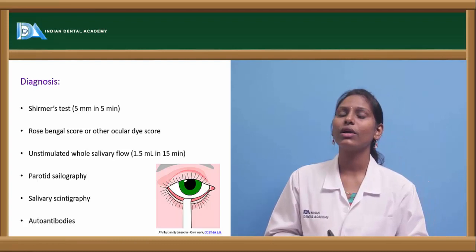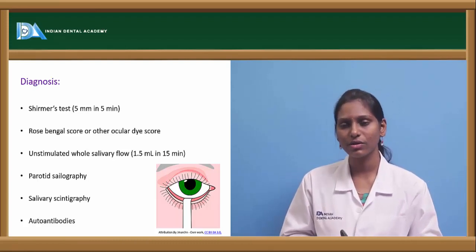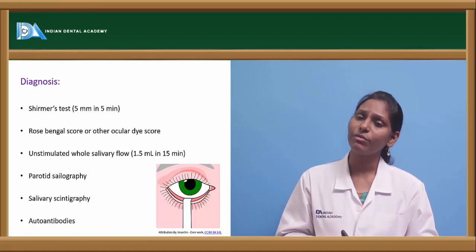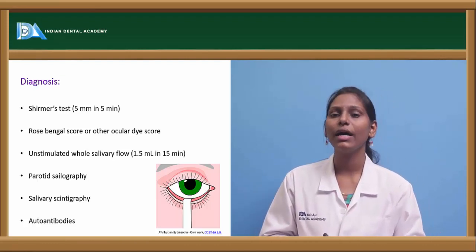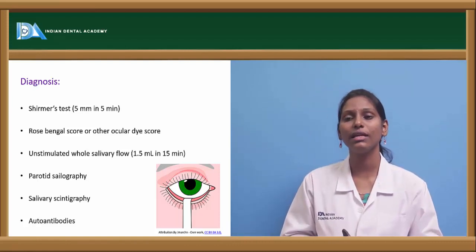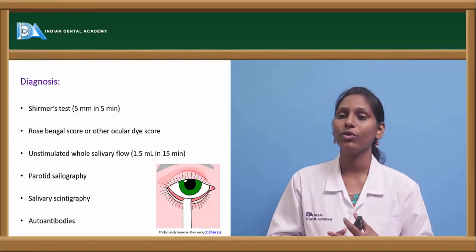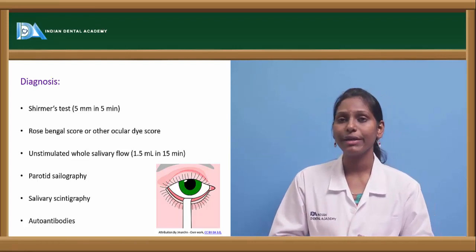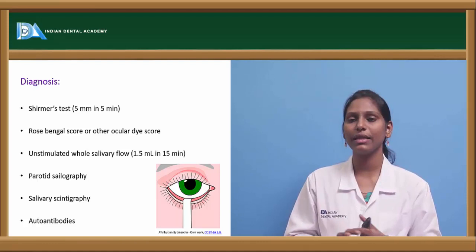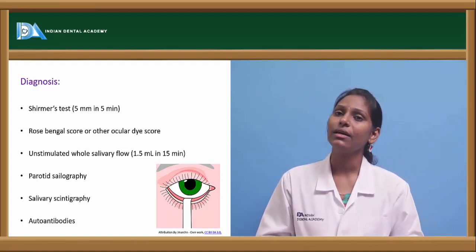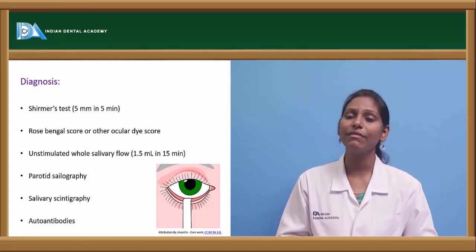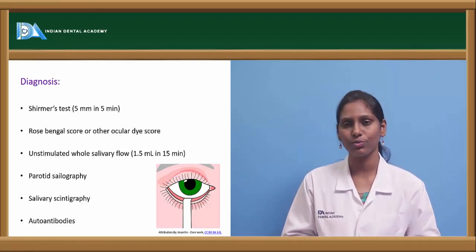Rose Bengal score or other ocular dye score can be done, and for checking for hyposalivation, we check for both stimulated whole saliva and unstimulated whole saliva. In unstimulated whole saliva, it is the whole salivary flow. If it is less than 1.5 milliliter in about 15 minutes, then we can take it as xerostomia. In stimulated salivary flow, if it is less than 0.3 milliliter in about 1 minute, then we again take it as complete xerostomia condition.